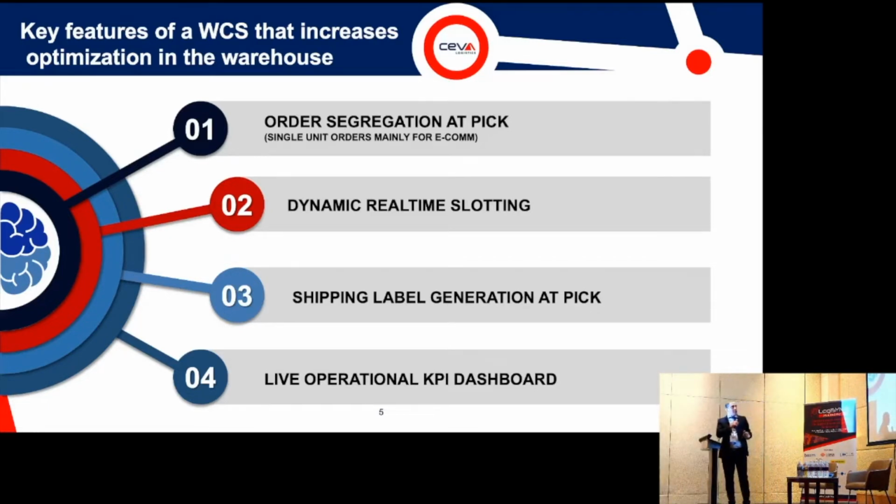Especially in e-com, order segregation is one of the key functionalities we can expect from a WCS. The next topic is dynamic real-time slotting. Slotting is one of the hot topics in the warehouse: the fast movers, the slow movers, the medium movers, and how you position them within the warehouse. It doesn't just apply to the SKUs in the warehouse, but also to the positioning of SKUs within the automation.